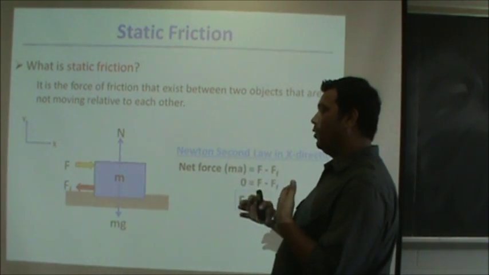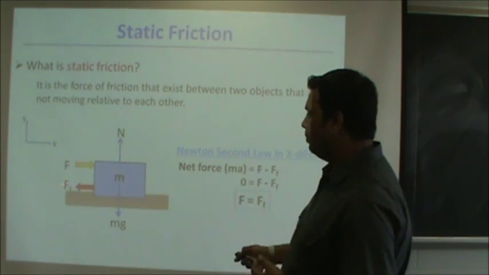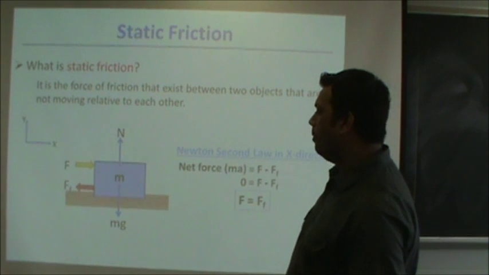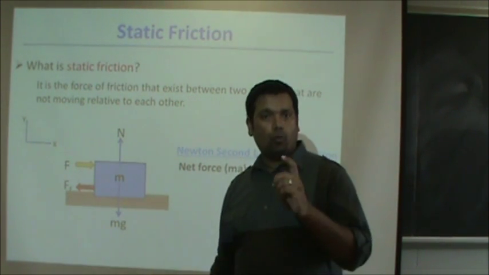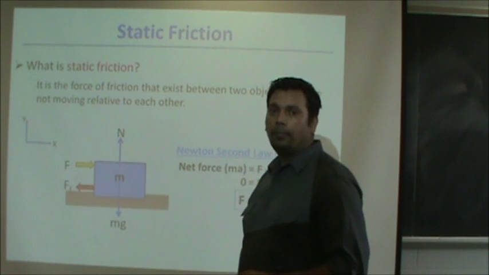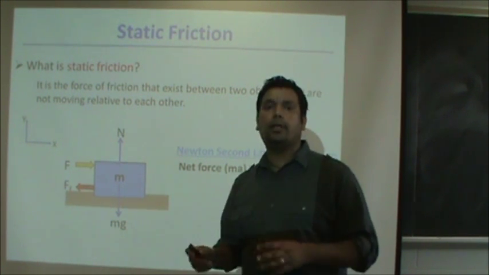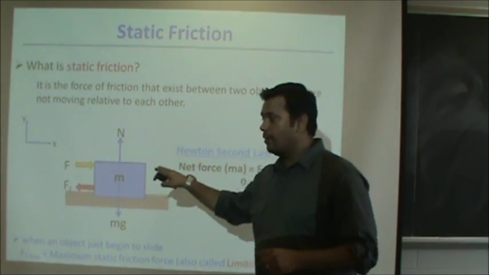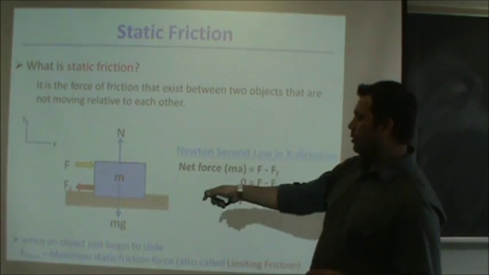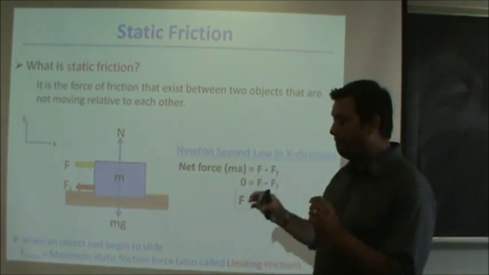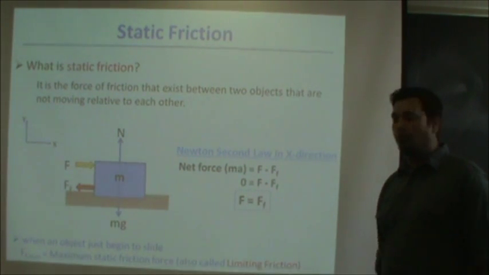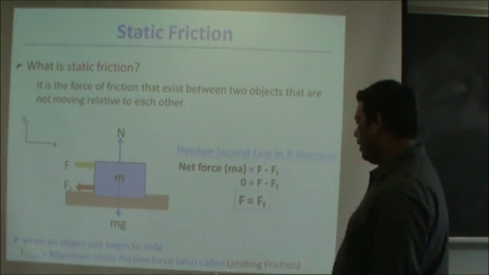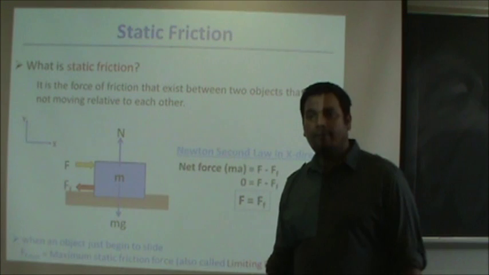Now what happens if I increase the applied force? If I increase the force gradually, the force of friction will also increase simultaneously. There will be a moment when the applied force wins over the force of friction, and this object will just begin to slide. Remember, when the object just begins to slide, the friction force is called the maximum static friction force, represented by F max, and sometimes also called limiting friction.